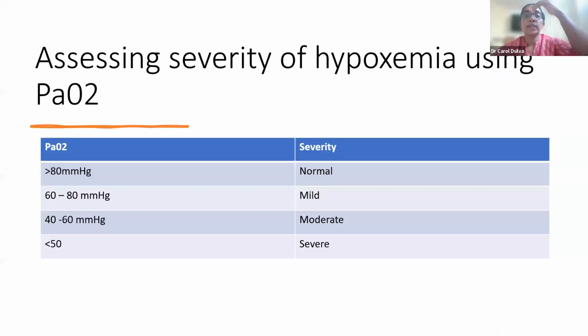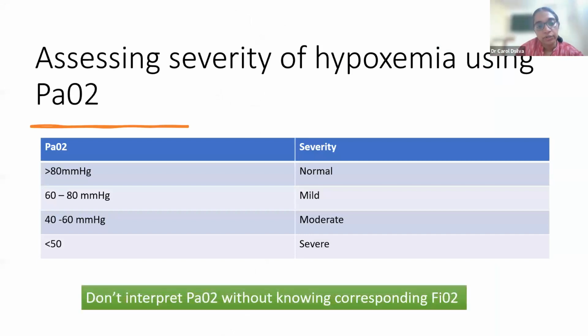So how do you grade your hypoxemia using a PaO2? What is normal is considered as above 80 millimeters of mercury. If it's between 60 to 80, you say your patient is mildly hypoxemic, 40 to 60 moderate, and less than 50 severe. But at this point of time, I want to tell you one important thing: do not interpret this PaO2 without knowing what FiO2, or fraction of inspired oxygen, your patient is having.